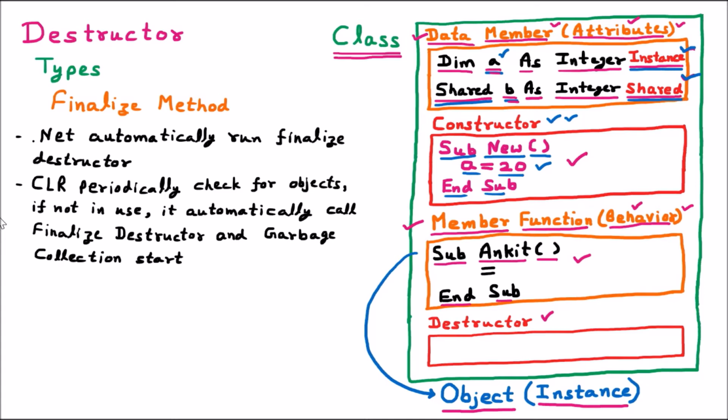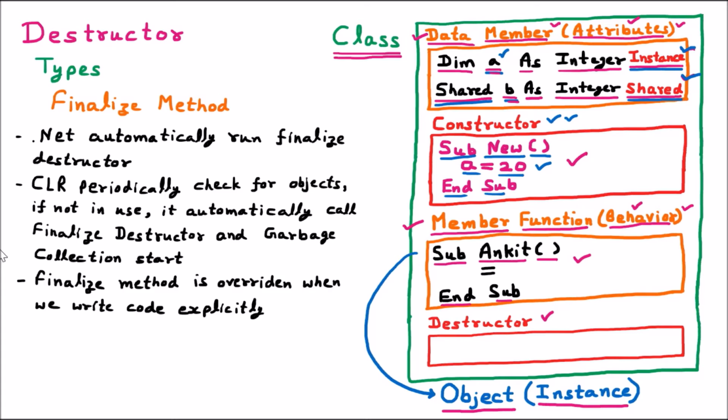So that means its code is already present. But if you want that, you should redesign the code. That is perfectly fine. You can do that. So you can also explicitly write the code for the finalize destructor. The finalize method or the destructor can be overridden when we write the code explicitly. The code of the finalize destructor is already defined in .NET.